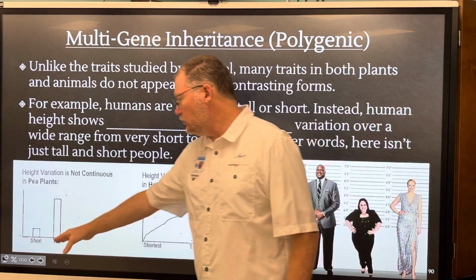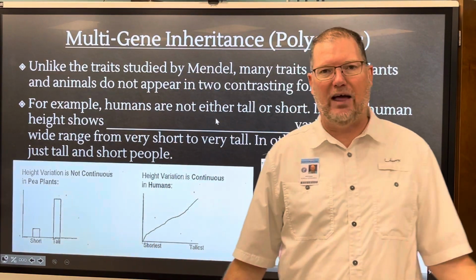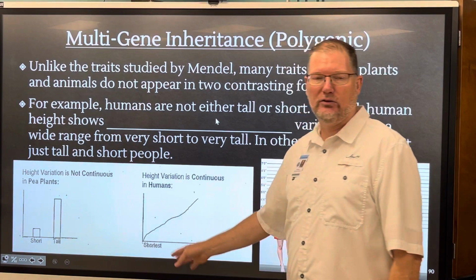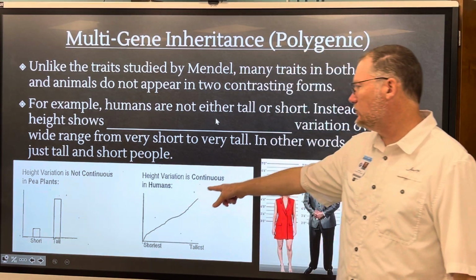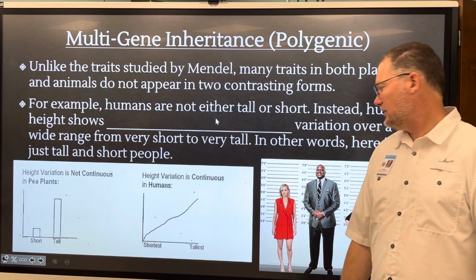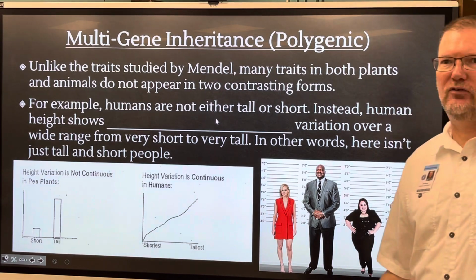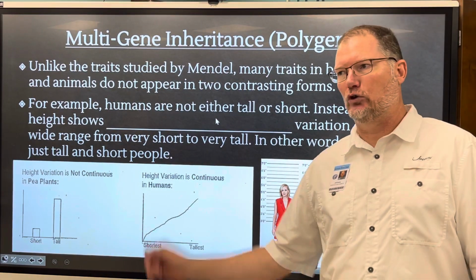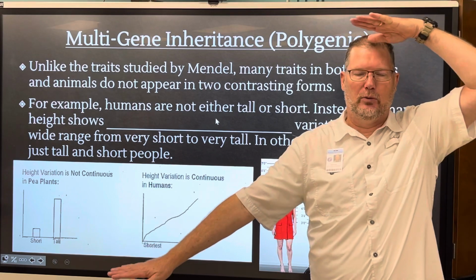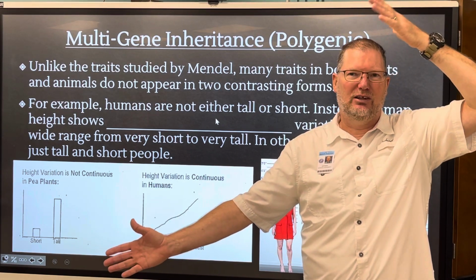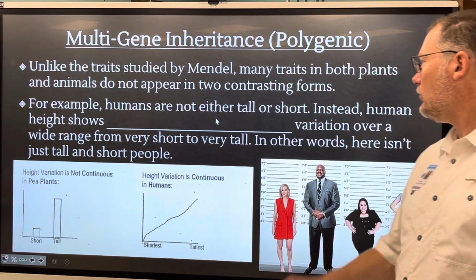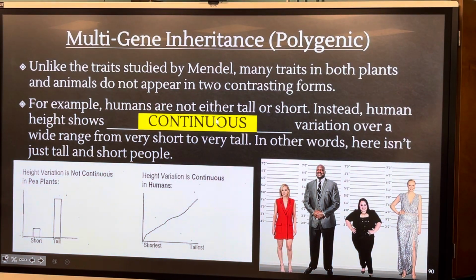So in pea plants, you've got short and tall. That's it. In humans, you have this continuous variation of height, of all different heights, which makes life a lot more interesting. Imagine if there were just short people and just tall people. It's a little boring. It's good to have a mix-up. So it's called continuous variation over a wide range. Continuous variation.